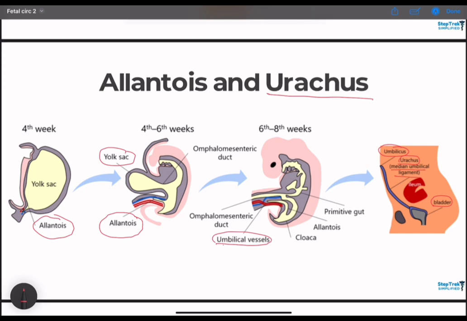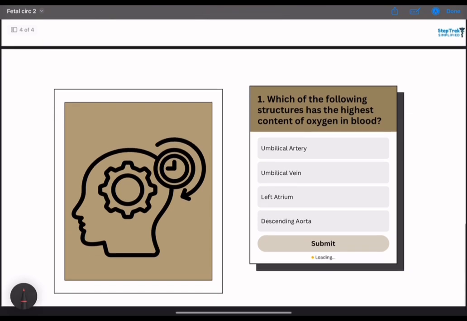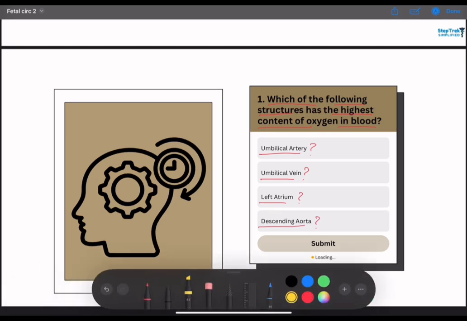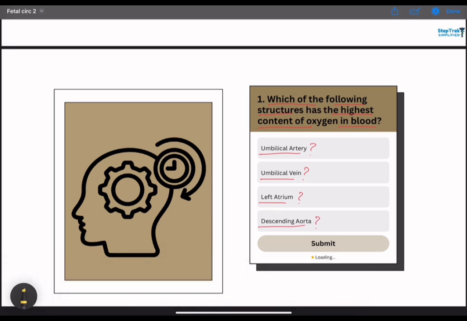Now at last we have a memory checkpoint. Which of the following structures has the highest content of oxygen in blood? Is it umbilical artery, an umbilical vein, a left atrium, or a descending aorta? Pause the video and think about it, and the correct answer is umbilical vein.